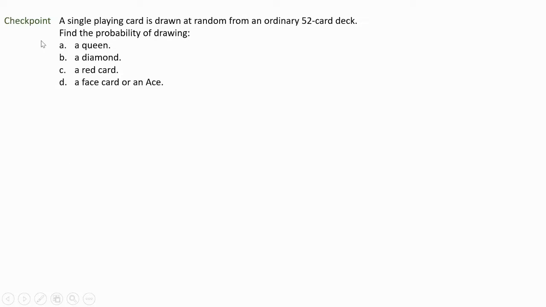Okay, now this is another checkpoint. A single playing card is drawn at random from an ordinary 52 card deck. Find the probability of drawing a queen, which is part A. Part B is a diamond. Part C is a red card. And part D is a face card or an ace.